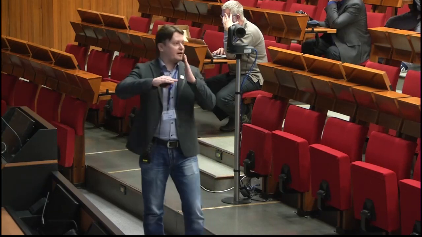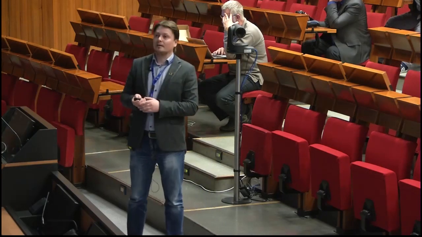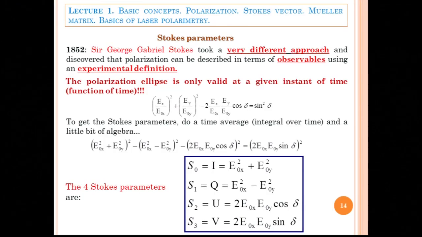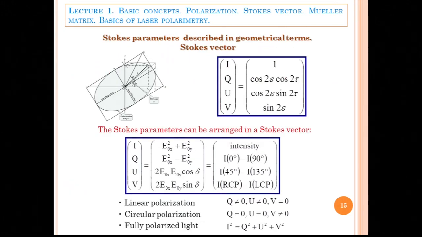The first one is a sum of the amplitudes of these two orthogonal oscillations. The second one is the difference between them. The third and the fourth are combinations with the phase, the initial phase also. Okay, let's return to the polarization ellipse itself, and how the Stokes parameters can be described in geometrical terms.